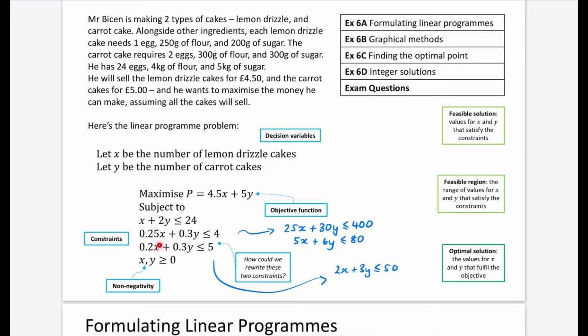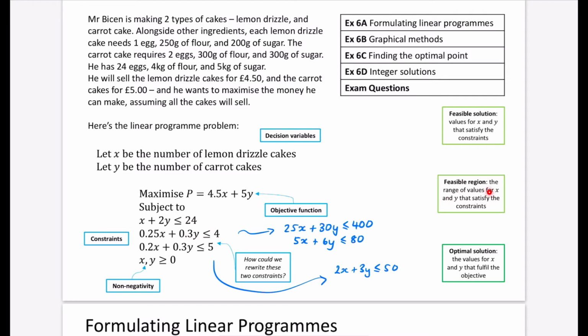Hopefully you can see how all of these things here are connected to the text that we've got. And then my last thing is to describe to you some of the language that we'll be using in this topic. And I've put them all in green because they're all to do with different solutions that we've got. So the feasible solution, or a feasible solution, are values for X and Y that satisfy the constraints. So for example, I could just make one carrot cake and one lemon drizzle cake. So X and Y could both be 1, and I would definitely have enough eggs, flour, and sugar to do that. But I wouldn't be maximizing the profit that I could make. But it's still feasible, it satisfies the constraints.